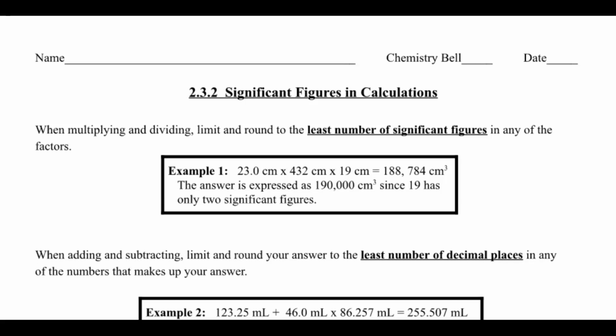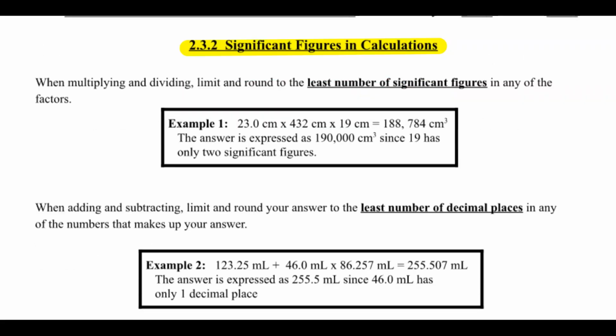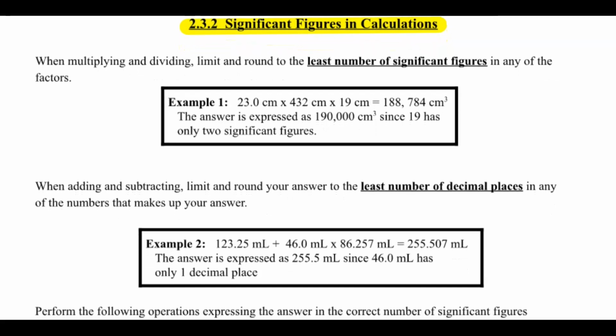We're going to be going over Chapter 2 Practice, pages 19 and 20, and that's Section 2.3.2, Significant Figures in Calculation. So this is the whole point of SigFigs. Why do we spend all that time identifying them? It's because they tell us how to round our answers. So here's the most important rule. When multiplying and dividing, limit and round to the least number of significant figures in any of the factors.